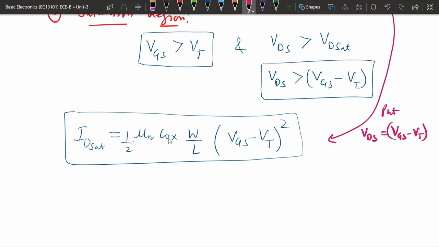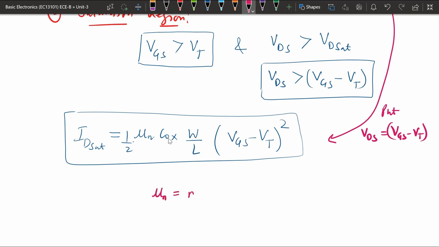So this is all about the working of the N-channel enhancement type MOSFET. If you have any doubt, you can ask. And you can just write here also.